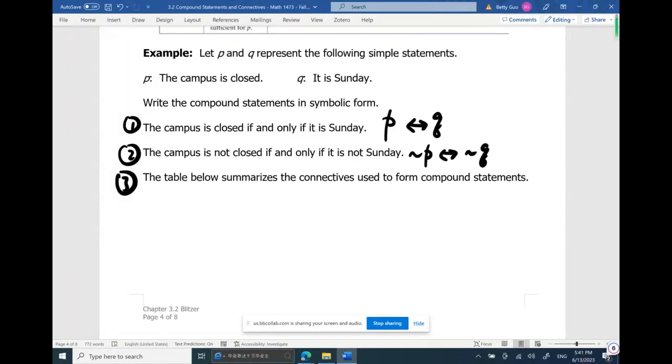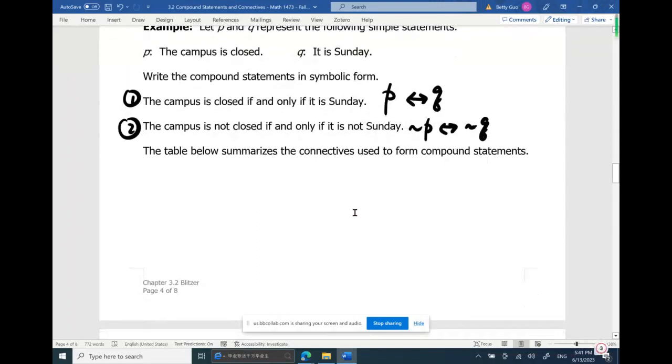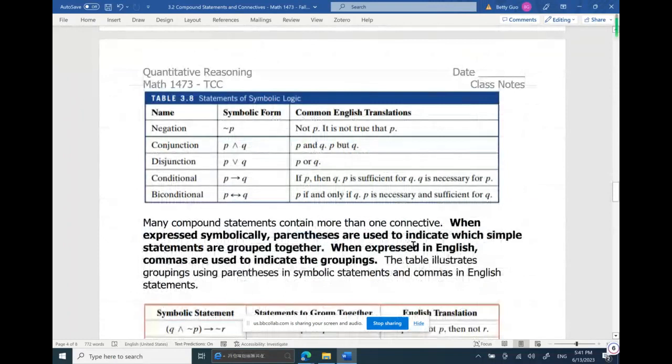Number 3, the table below summarizes, okay, so this is not one part of the example. The table below summarizes the connectives used to form compound statements. Technically, the negation doesn't give us a compound statement, but for convenience, we include the negation in the table and look at it with the other connectives. That's all we need to know about logic connectives: negation, conjunction, disjunction, conditional, and biconditional.